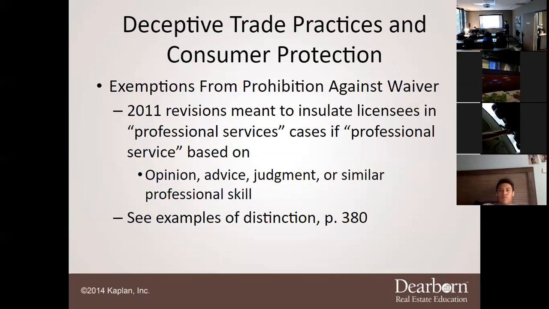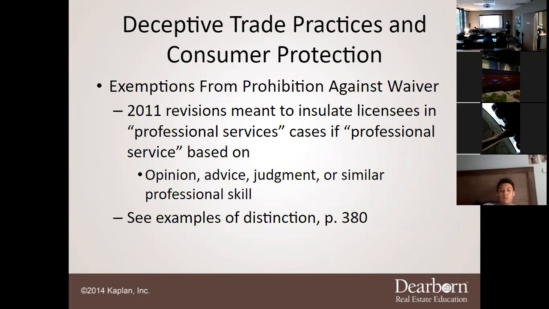So in 2011, revisions meant to insulate licensees in professional service cases if the professional service is based on opinion, advice, judgment, or similar professional skills. There's an example in your book as well.